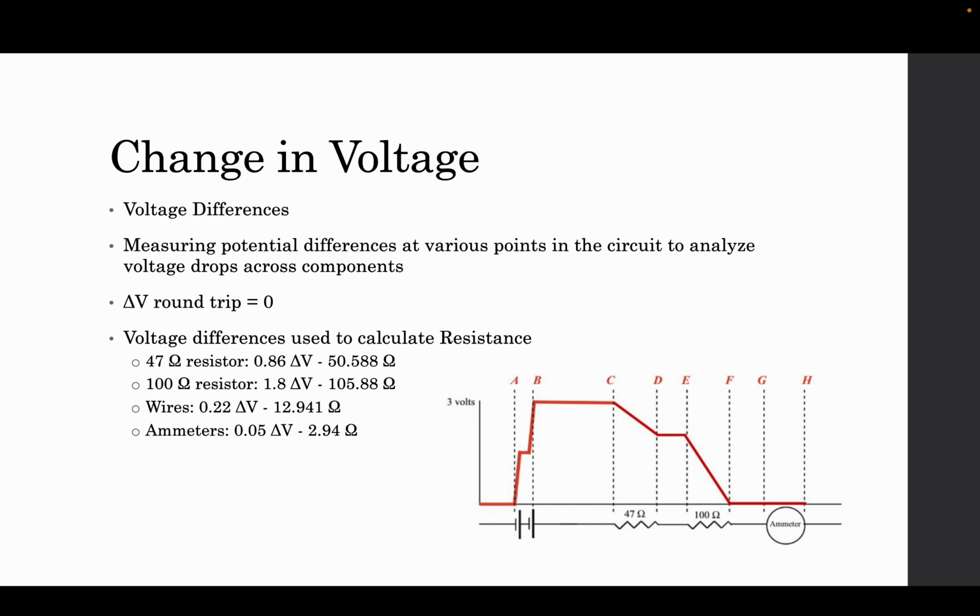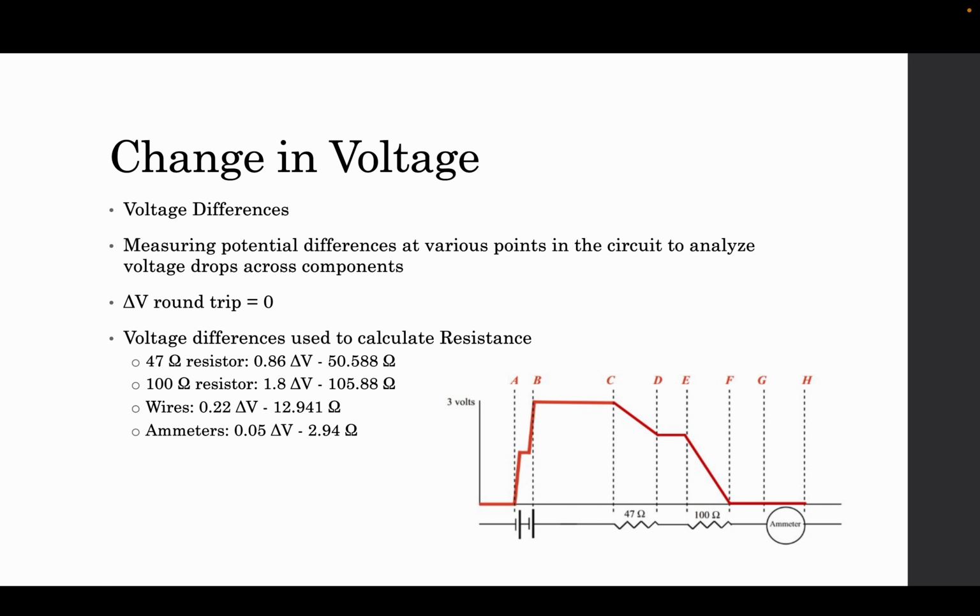The 100 ohm resistor had a voltage drop of 1.8 volts, which calculated to 105.88 ohms. The wires had a 0.22 volt voltage drop, which calculated to 12.941 ohms. And ammeters had a 0.05 volt drop, which calculated to 2.94 ohms.